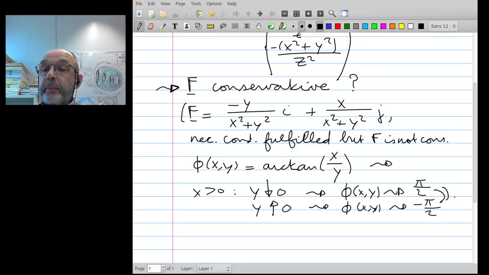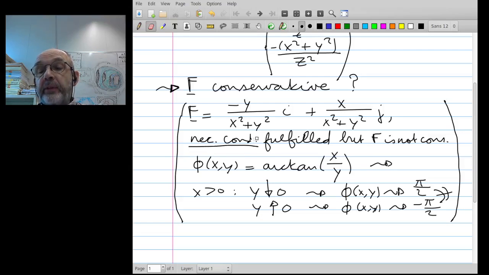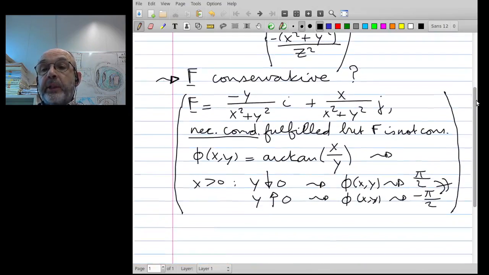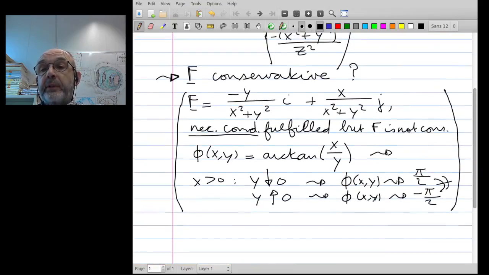And you see that they are not equal here. So be careful with that, conservative or not. The necessary condition is fulfilled, but f is not conservative. And here also with this example, what are we doing? We will look if the necessary conditions are fulfilled, we will calculate the potential, but you can still ask yourself if your f is conservative or not.